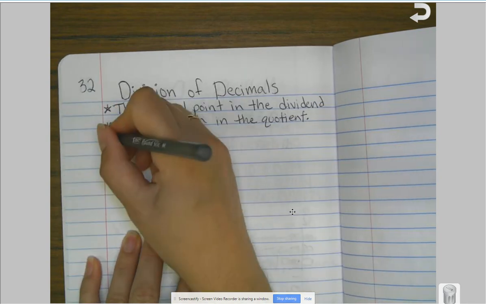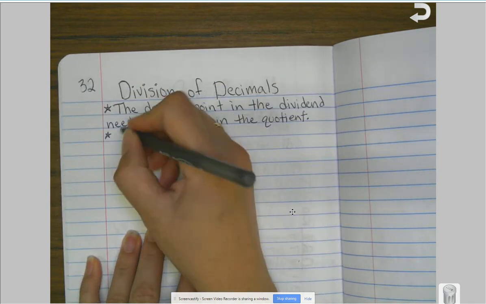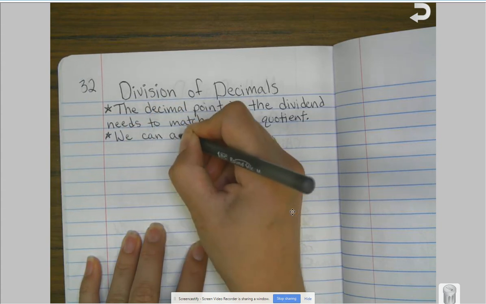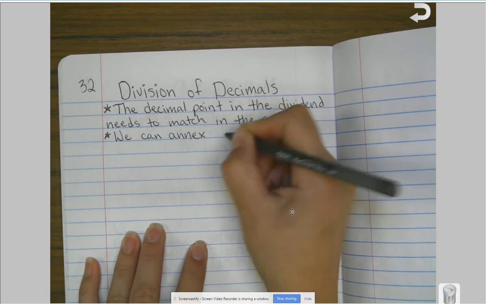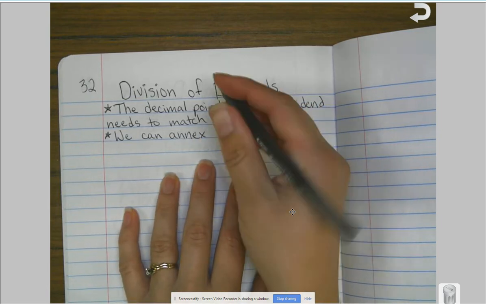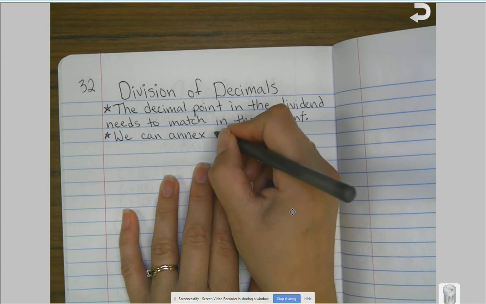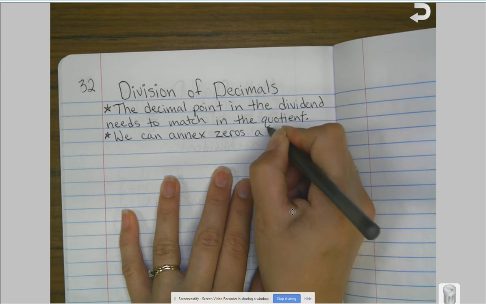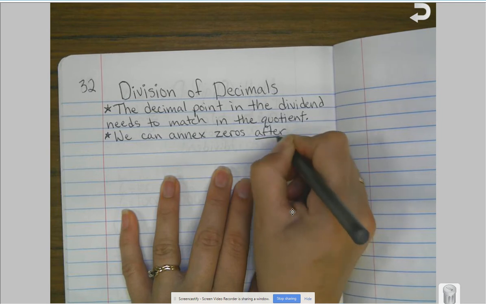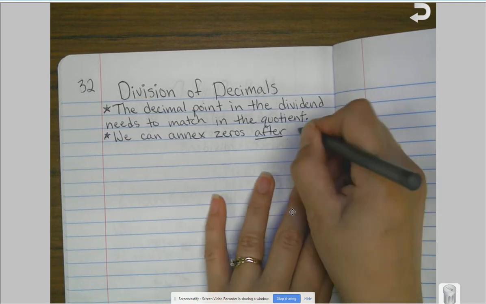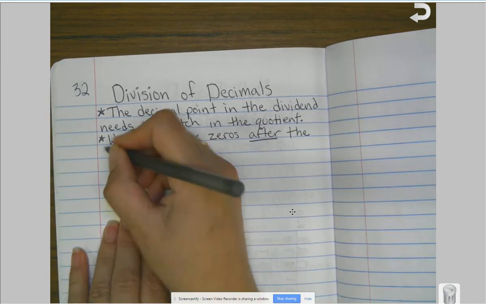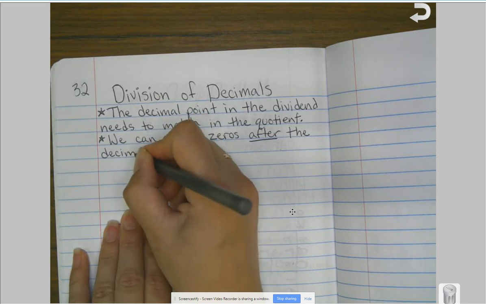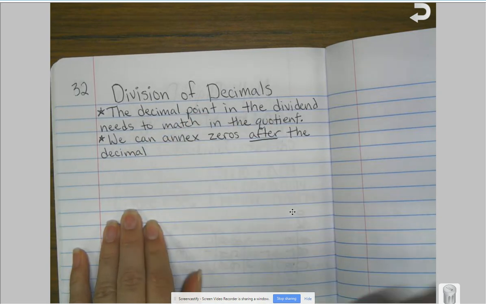Okay, second one that you need to remember is we can annex zeros. Annex means to place more. So we can annex zeros after the decimal. I want you to underline the after, that's important. If we need to continue dividing.